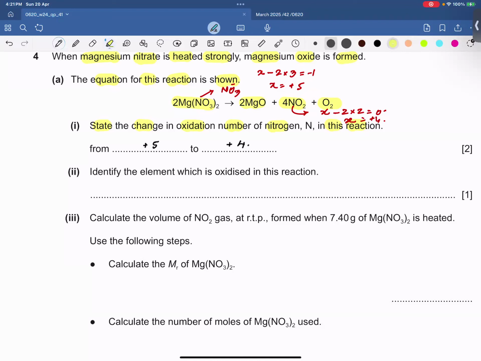Identify the element which is oxidized in this reaction. So magnesium is 2 plus here. Magnesium is 2 plus here. So magnesium has no change in oxidation state. Oxygen over here is -2 and oxygen over here is 0. So oxygen changes its oxidation state from -2 to 0, which means oxygen undergoes oxidation, right? Because of the increase in oxidation state. So examiner is looking for the element which is oxidized. So I'm going to write oxygen.